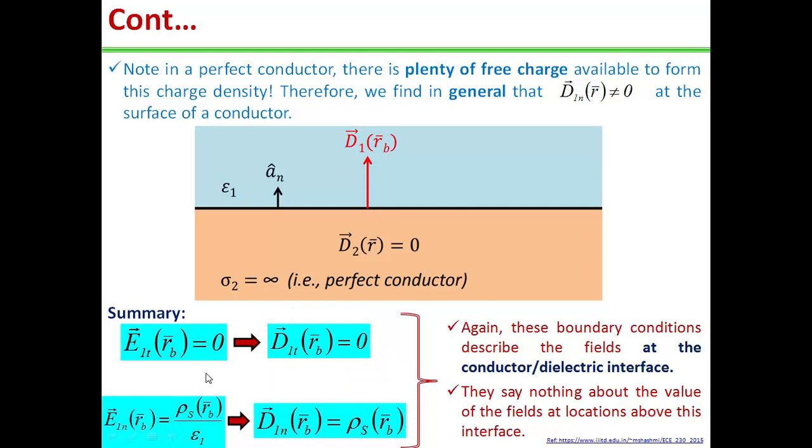Whereas the normal component of electric field is E1n = ρs/ε1, and in terms of electric flux density, we can write D1n = ρs. Again, these boundary conditions describe the field only at the conductor-dielectric interface. They say nothing about the value of fields at locations above or below the interface.